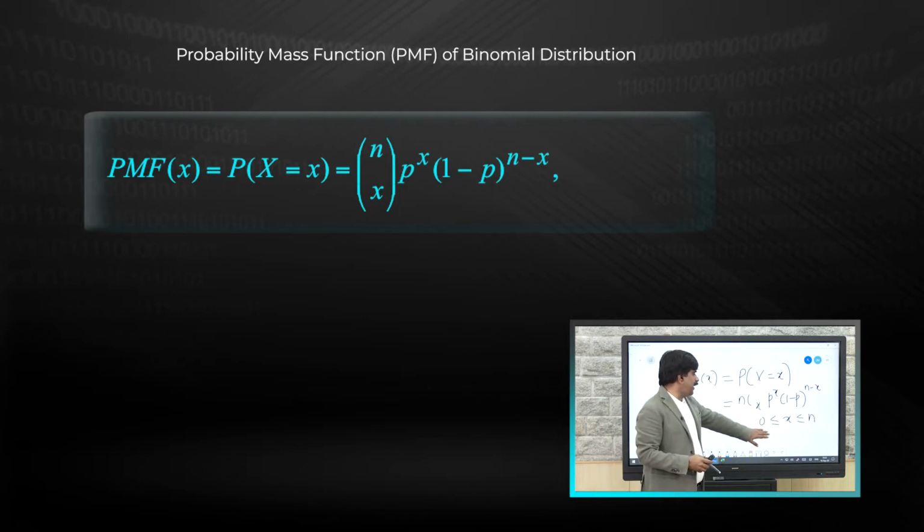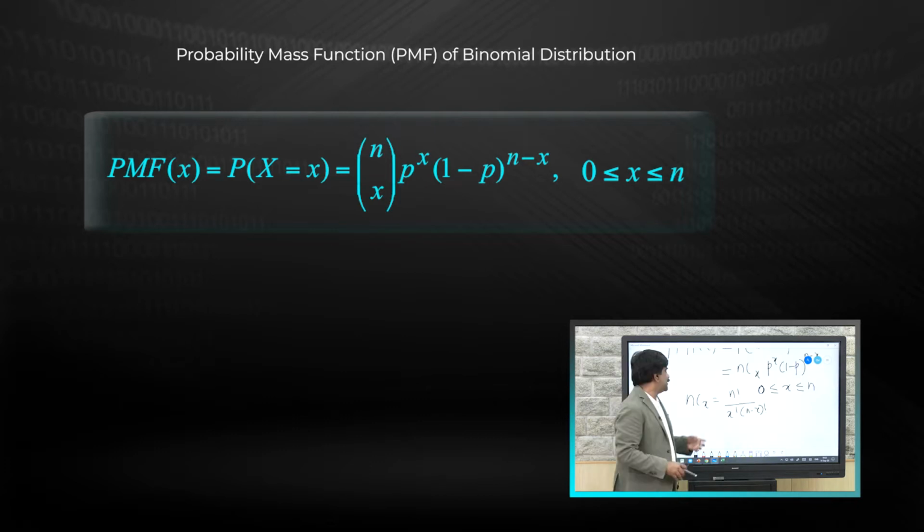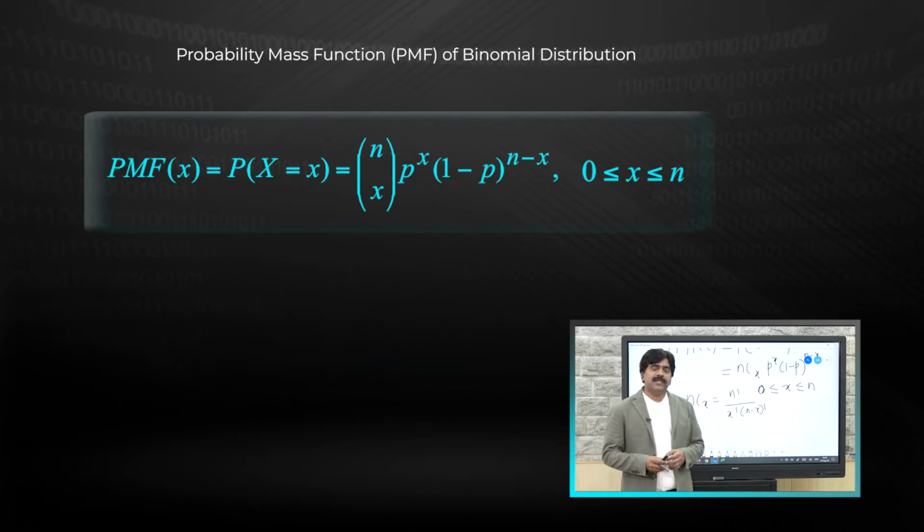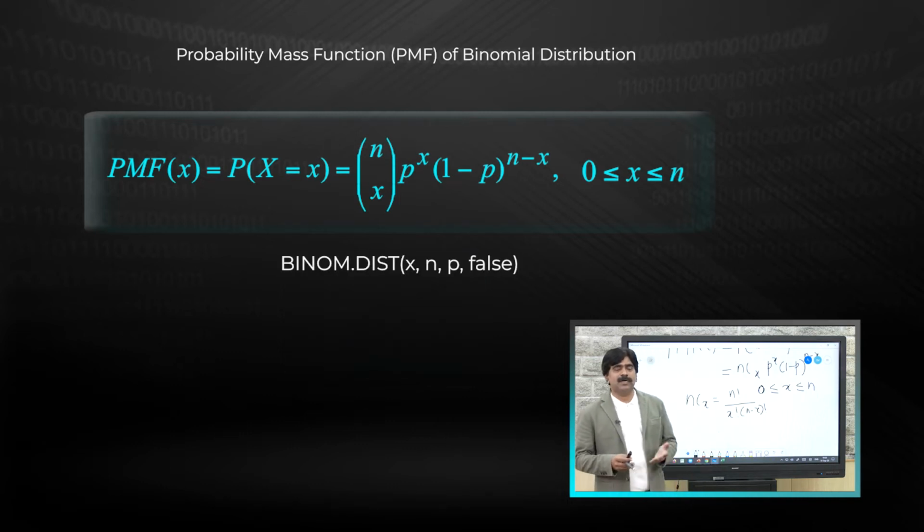Here the value of x lies between 0 and n. In this case, nCx, which is getting x out of n, is n factorial over x factorial times (n minus x) factorial. In Microsoft Excel, we can use the function BINOM.DIST(x, n, p, FALSE), which can be used for calculating the probability mass function of binomial distribution.